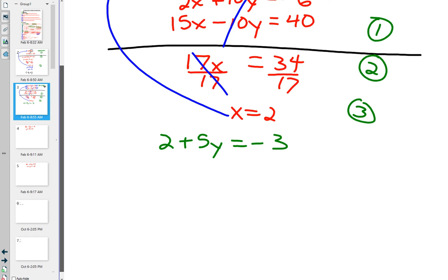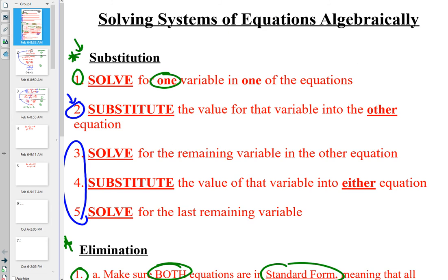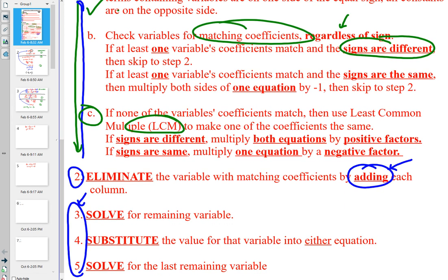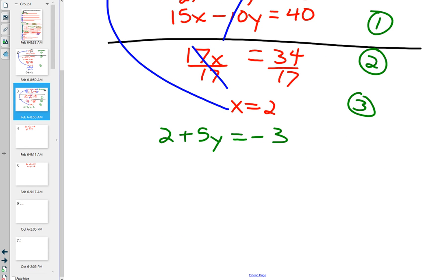Something else I didn't point out before, but I should probably point out now. Anytime you see the word substitute, we already saw it before in step 2, but substitute also belongs in both methods at step 4. You should only see one variable. Every time you see substitute, there should only be one variable. I just finished substituting. How many variables do I have here? Just one. Now I only have the y's. Step 4 is done. Let's solve.